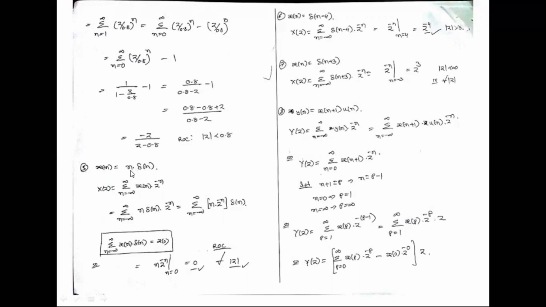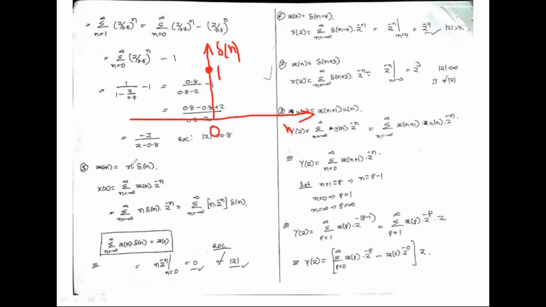Okay. Another example, n into delta of n. What is the delta of n? Delta of n has only one value, either for the continuous function or the discrete function. Discrete and continuous are represented the same way. It is 1 for delta of n, with the change of the variable from t to n in the discrete case.